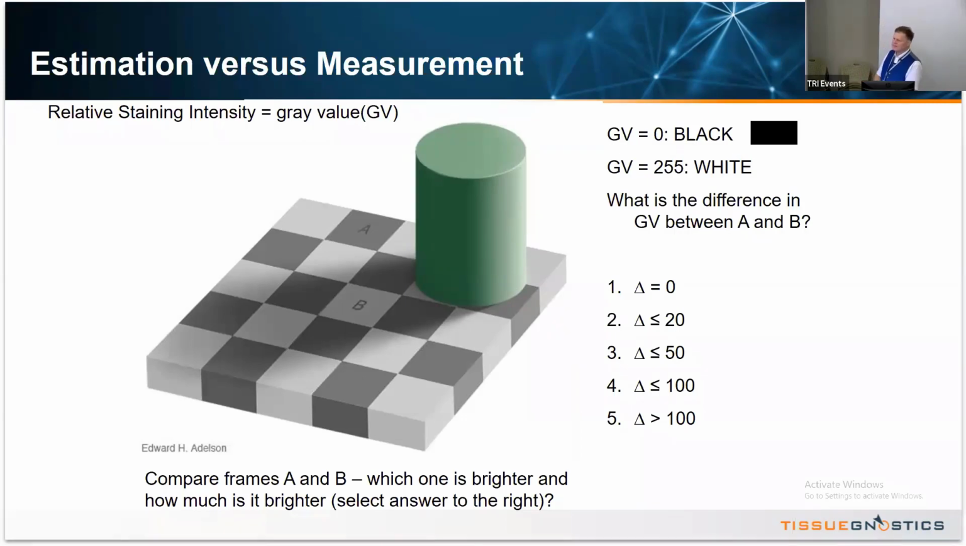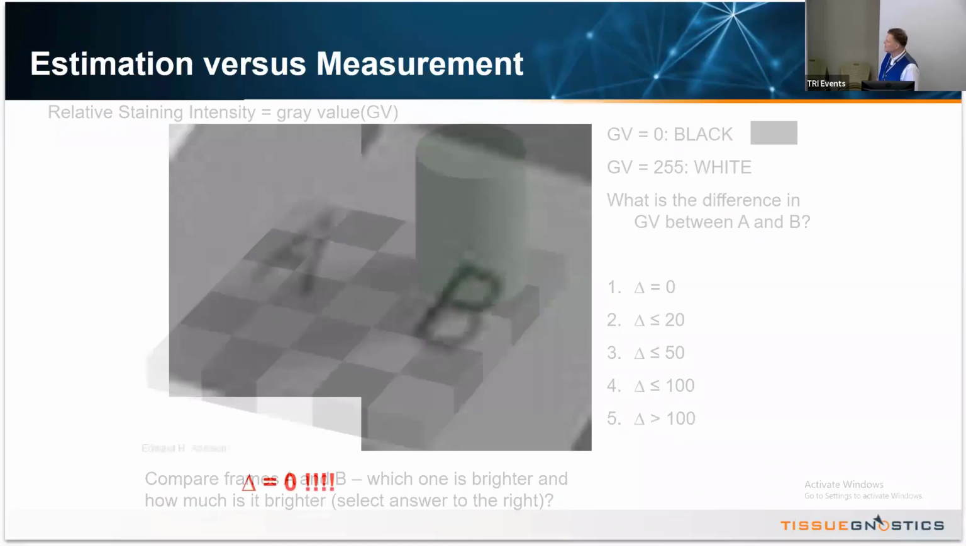What would you say? Less than 50, okay. Any other opinion? Answer number 4, so somewhere between 50 and 100. Okay, so the good news is you are in the global average. Most people think that answer 3 or 4 is correct. The bad news is you're wrong.